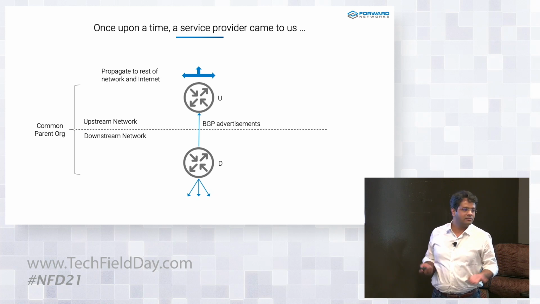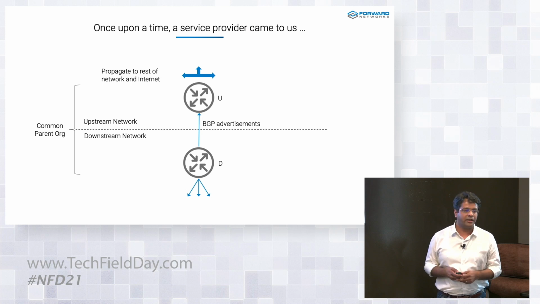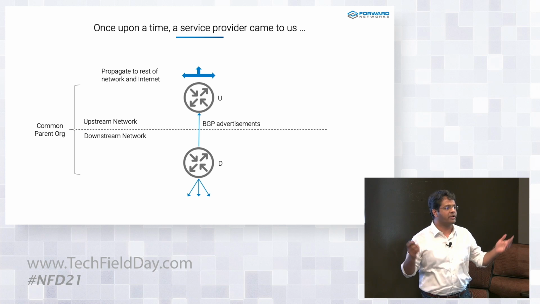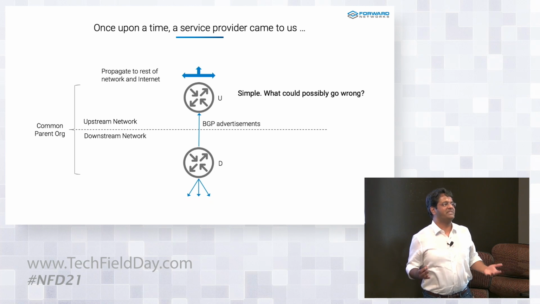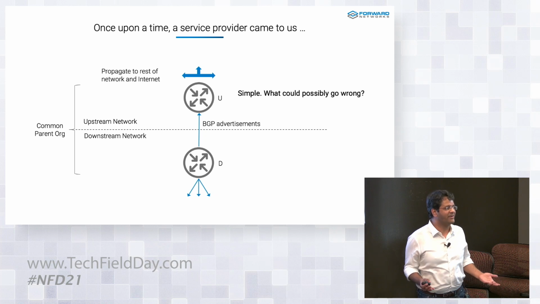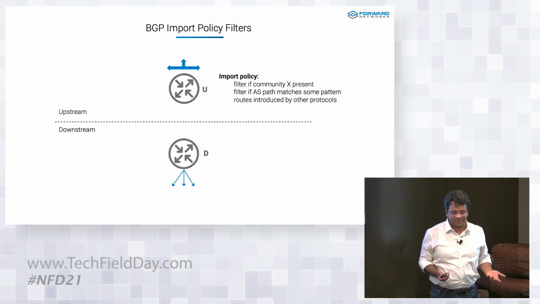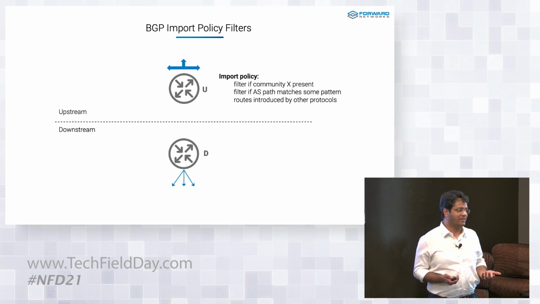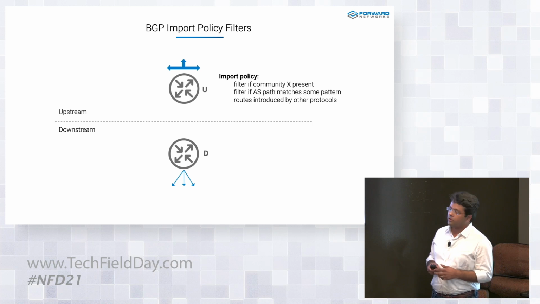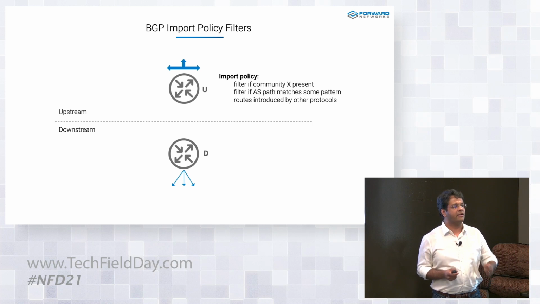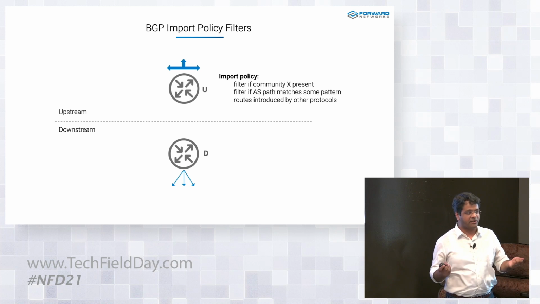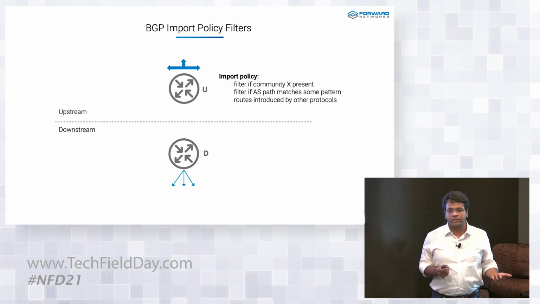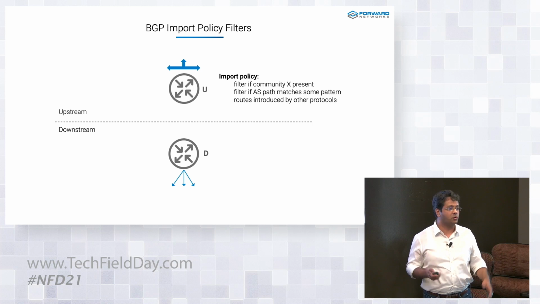U advertises BGP routes, and D advertises BGP routes. And U's job is to propagate them through the rest of its network and to the internet. This is plain, simple, vanilla BGP, right? So what could possibly go wrong in this network? Well, it turns out that quite a few things can actually go wrong. The upstream router may have BGP policies in place that filter out advertisements based on community values, based on AS path patterns, or there could be static routes, or routes coming from IGPs and so on.